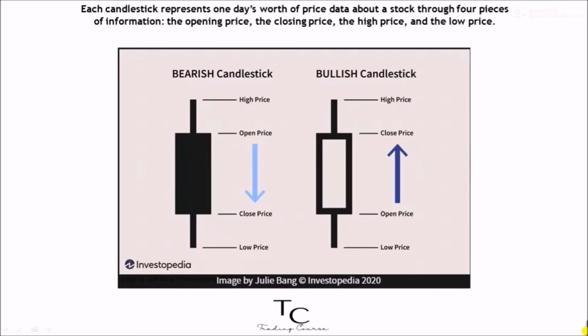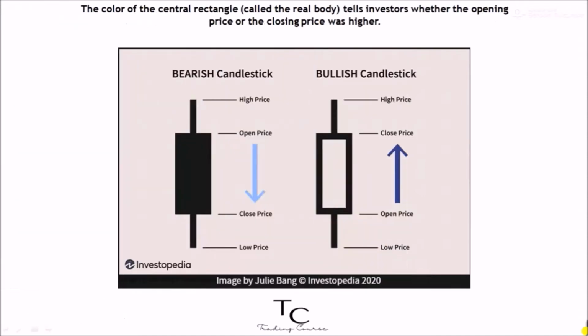Each candlestick represents one day's worth of price data about a stock through 4 pieces of information: the opening price, the closing price, the high price, and the low price. The color of the central rectangle, called the real body, tells investors whether the opening price or the closing price was higher. A black or filled candlestick means the closing price for the period was less than the opening price.